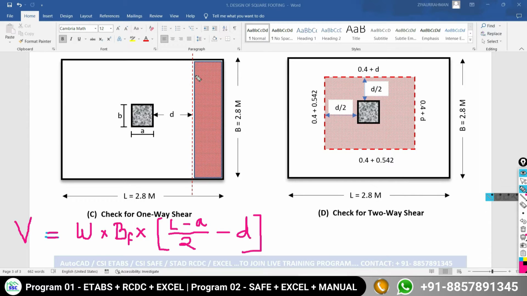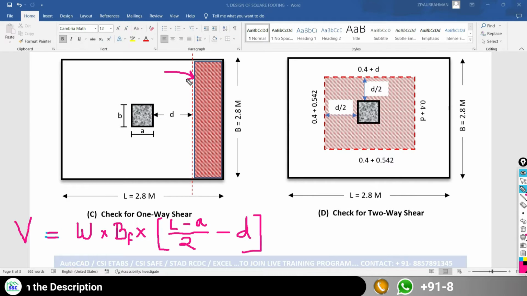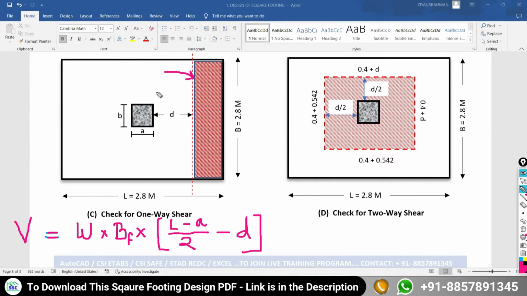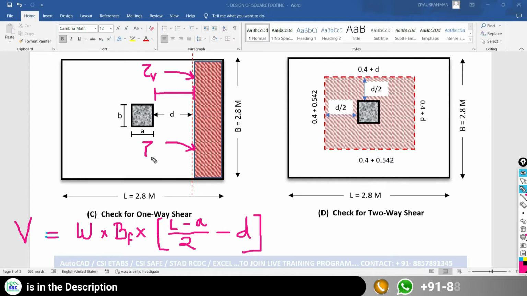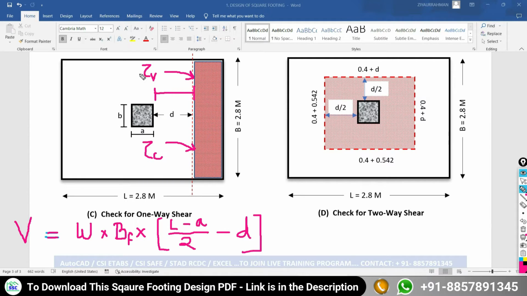So here in one-way shear check we have to find out how much the nominal shear is going to be developed at this critical section. In one-way shear check we are going to take the critical section at a distance of d from the face of the column. Okay, so at this critical section how much nominal shear is going to be developed, and at the same time we are going to find out the shear capacity at this critical section, and we have to compare this nominal shear and critical shear.